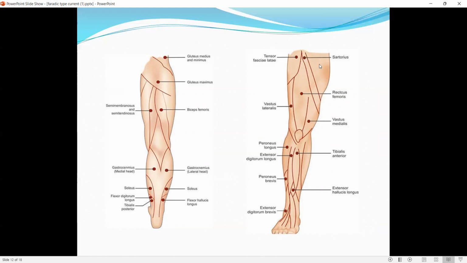Anterior motor points: sartorius, tensor fasciae latae, vastus lateralis, rectus femoris, vastus medialis, tibialis anterior, peroneus brevis, and extensor digitorum brevis.